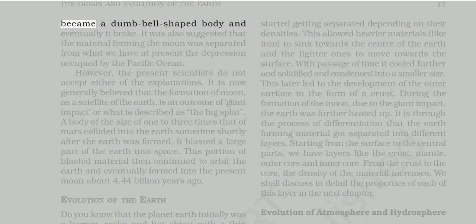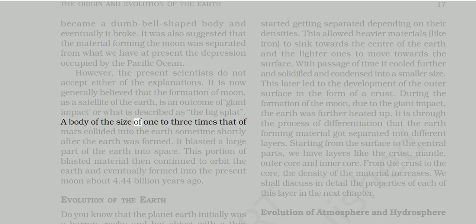It became a dumbbell-shaped body and eventually it broke. It was also suggested that the material forming the Moon was separated from what we have at present, the depression occupied by the Pacific Ocean. However, present scientists do not accept either of the explanations. It is now generally believed that the formation of the Moon, as a satellite of the Earth, is an outcome of a giant impact, or what is described as the Big Splat.